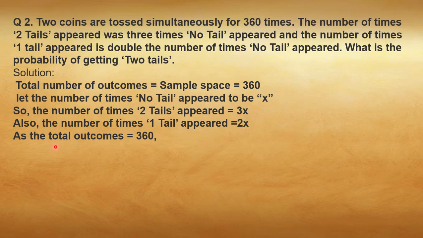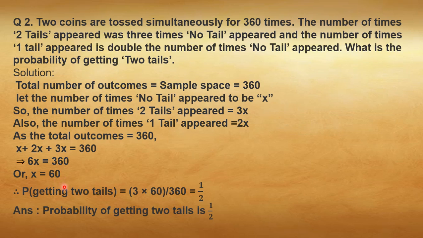As we have the total number of outcomes as 360, the number of times 2 tails, no tail or 1 tail appear is the sum of x, 3x and 2x. It will be equal to 360. So we can write x plus 2x plus 3x equals 360. Now 1 plus 2 plus 3, that is 6x equals 360, or x equals 360 upon 6, which is 60.